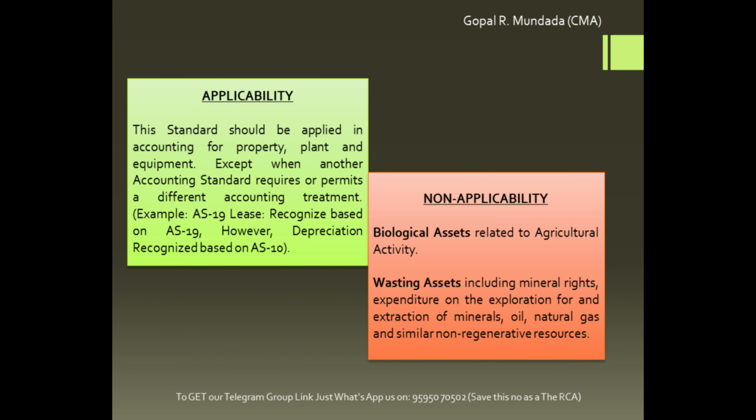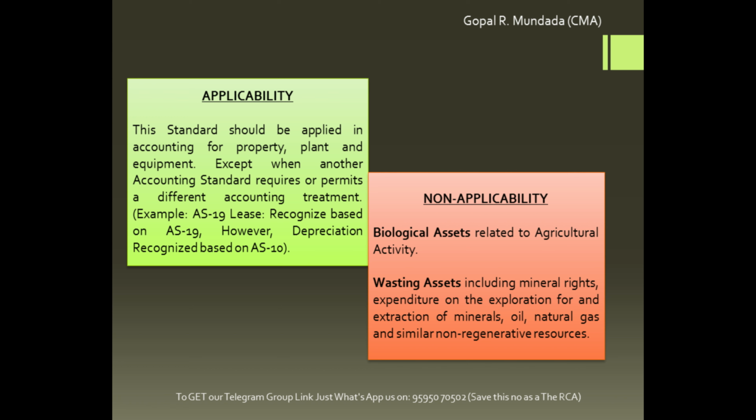Now we discuss the applicability and non-applicability of Accounting Standard 10. This accounting standard applies to property, plant and equipment if no specific accounting standard is applicable to such a transaction. For example, we know that lease transactions occur in our business. There is a specific accounting standard applicable for leases, that is Accounting Standard 19. In such a case, recognition of the lease, disclosures regarding the lease and various treatments of leases are provided in Accounting Standard 19, but depreciation on such leased assets is provided in Accounting Standard 10.